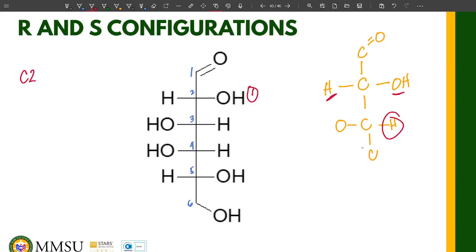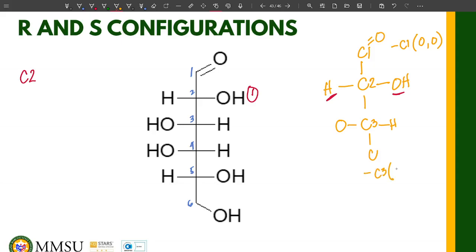So, it will become like this. This is carbon 1, this is carbon 2, carbon 3. So, for carbon 1, what is attached to it, since it is a double bond, becomes O, oxygen. For carbon 3, what is attached is oxygen.